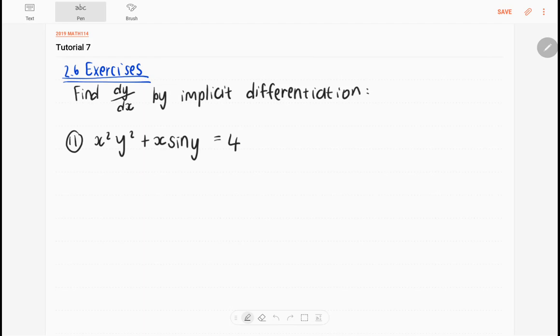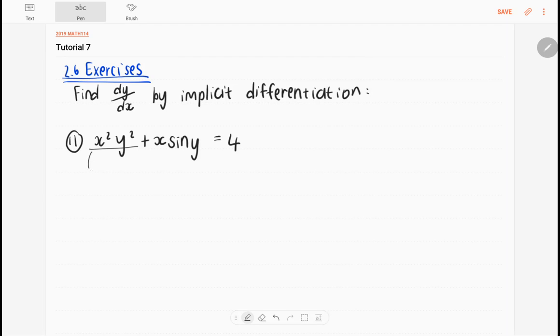So we are using implicit differentiation in this case because we are not able to write y on its own as the subject of the equation. So we are going to start with our first term. We have x squared y squared. So we are going to treat this as a product because it's the product of x squared and y squared. So we are going to apply the product rule.